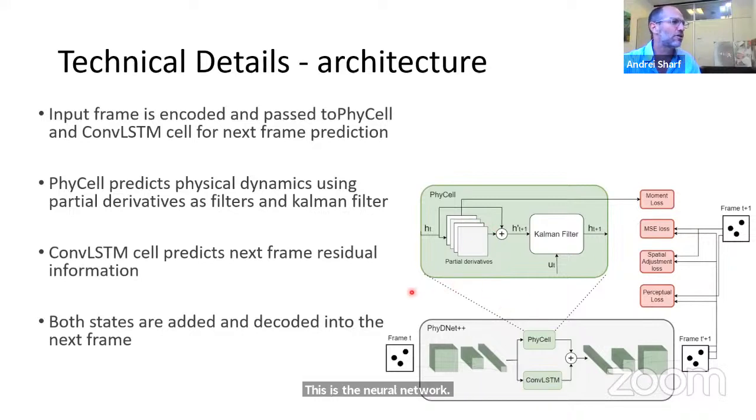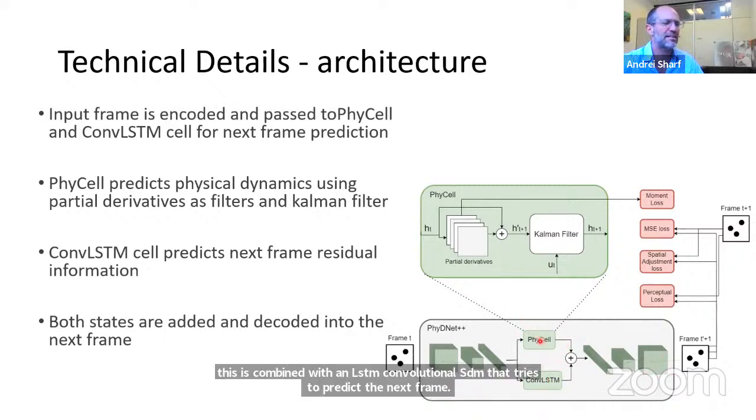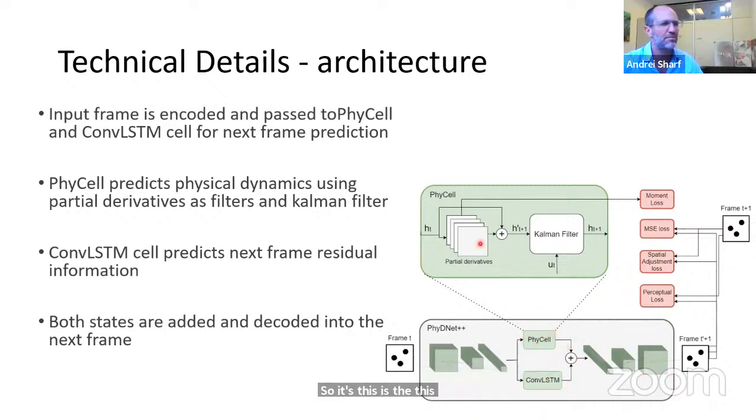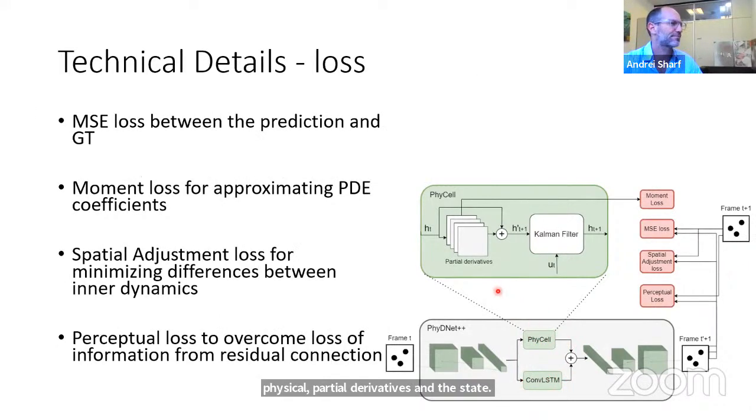It's based on an existing physical cell, which involves a Kalman filter on the partial derivatives that it tries to calculate. And this physical cell, again, is not our contribution. It looks at the moment loss, some squared error, and some perceptual loss. And this is combined with a convolutional LSTM that tries to predict the next frame. So this is the disentanglement of the physical partial derivatives and the hidden states of the LSTM.